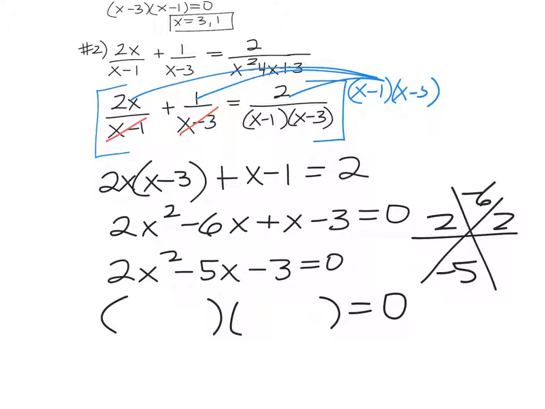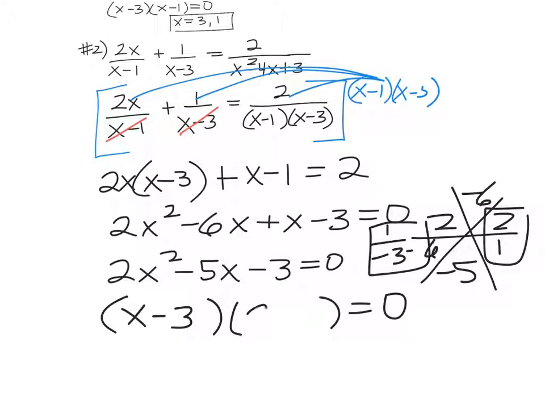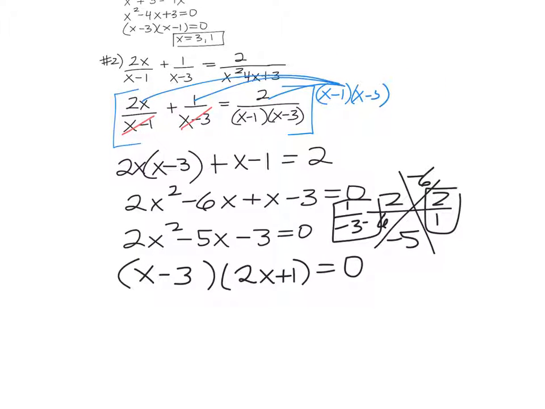So 2 numbers that multiply to give me negative 6 that add up to negative 5 would be? Good. Negative 6 and 1. So this reduces to 1 over negative 3. I have that, and I have that. So I get x minus 3, 2x plus 1. Okay, so we're still solving. So x would equal 3 and negative 1/2.